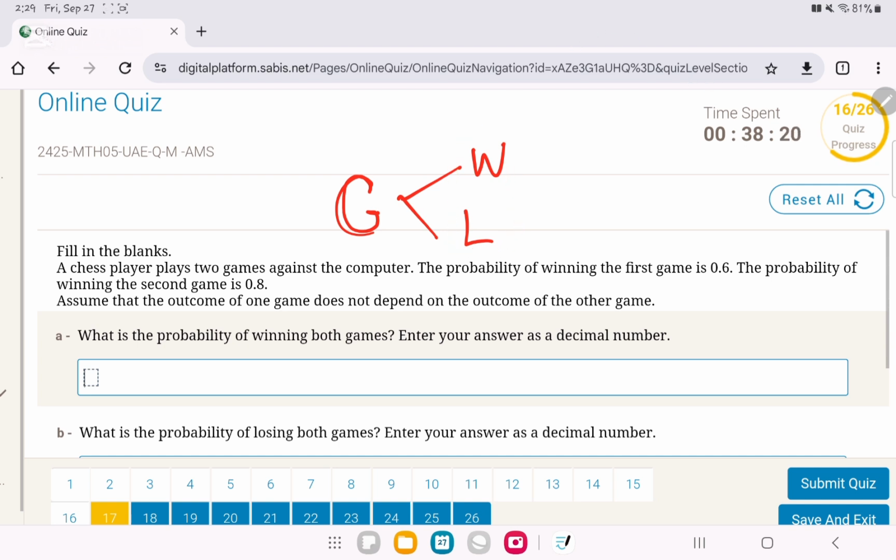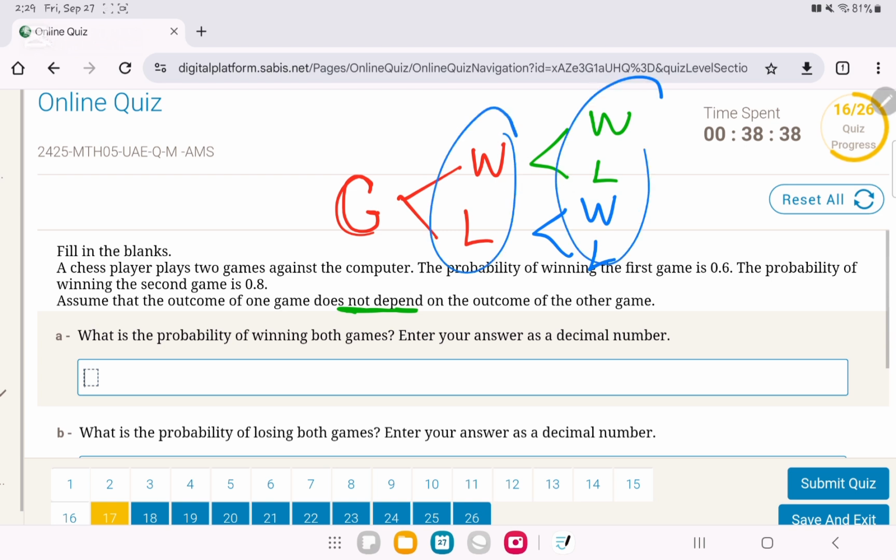Then, assume the outcome of one game does not depend. So if he won here, he can win or lose again. And if he lost here, he can win or lose again. Okay? So, a chess player plays 2 games. This is game 1 and this is game 2. Okay? He plays 2 games.